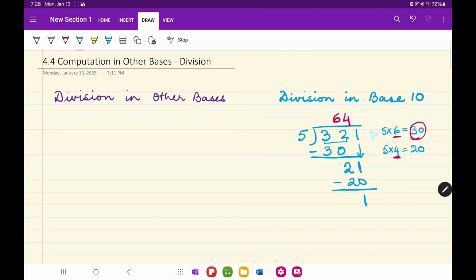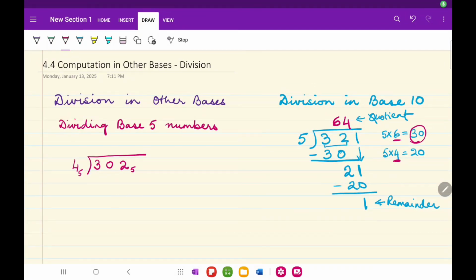We don't have any more digits to bring down, so we can stop here. 1 becomes our remainder, whereas the 64 is going to be our quotient. All right, so we are going to follow the same steps when performing division in other bases. I'm going to work through a couple of examples, so that should give you an idea how to go about dividing in other bases, right?